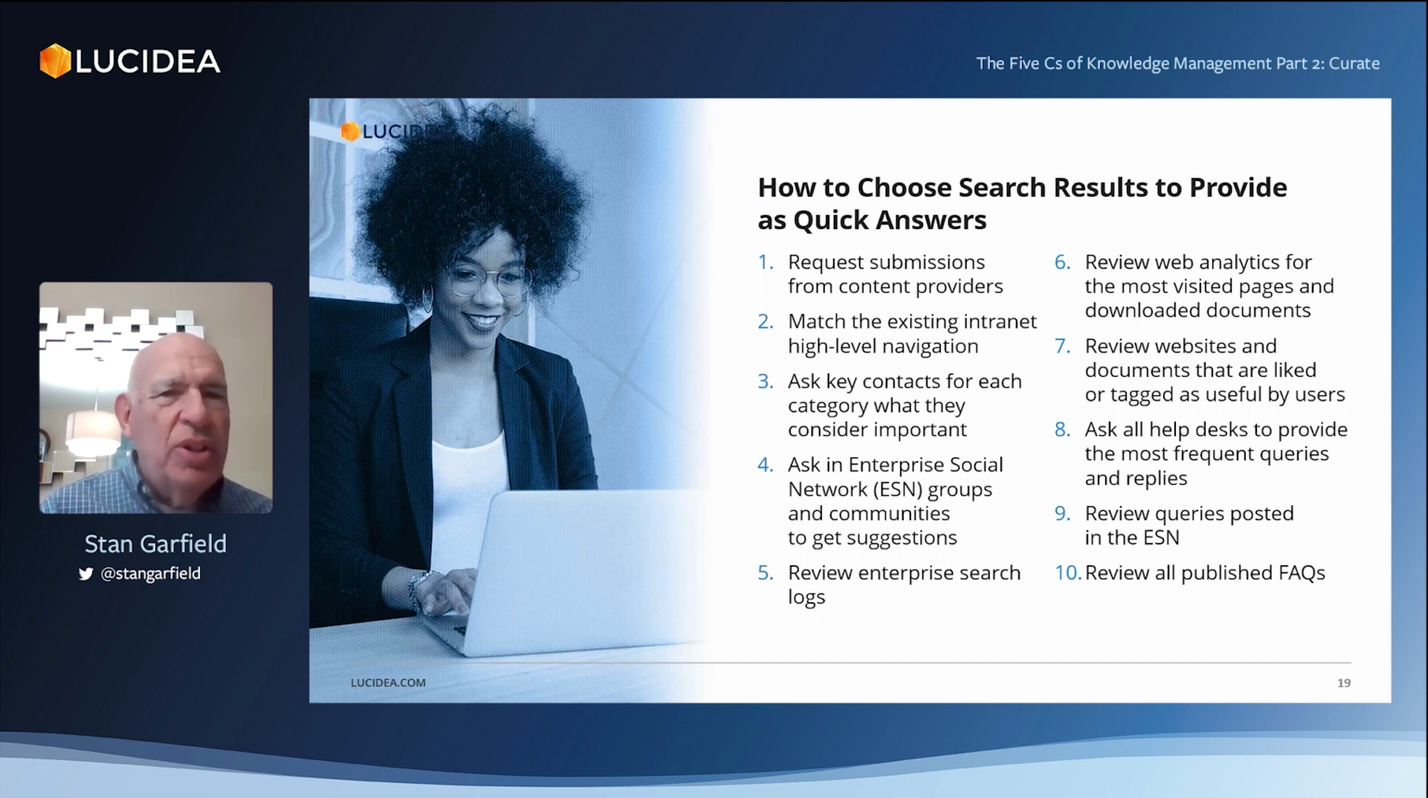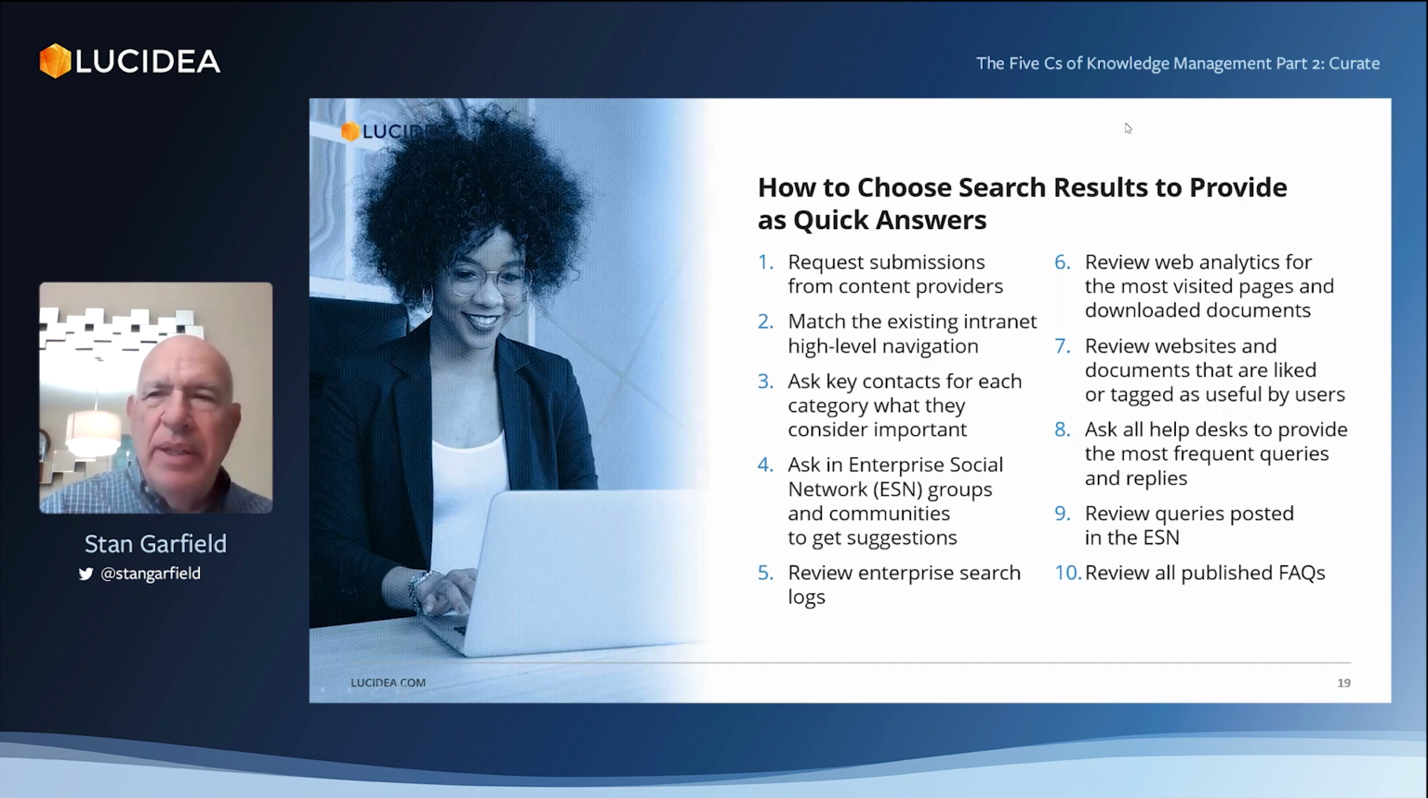So if those communities match the categories of your important topics, then it's very logical to go to each one of those communities and say, hey, for this topic, what do you think the most valuable content is that we should provide? You can review your enterprise search logs and see what people have been searching for. It's a really good way to see the most frequent searches. Make sure you have answers for those searches.